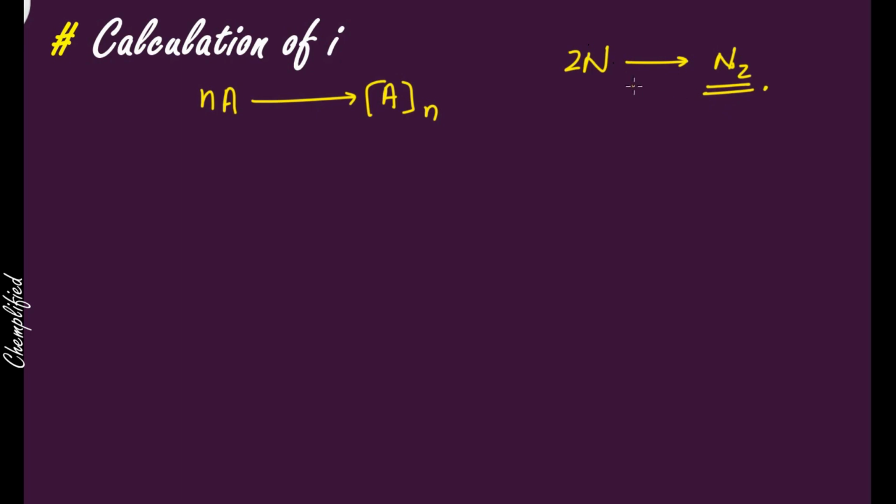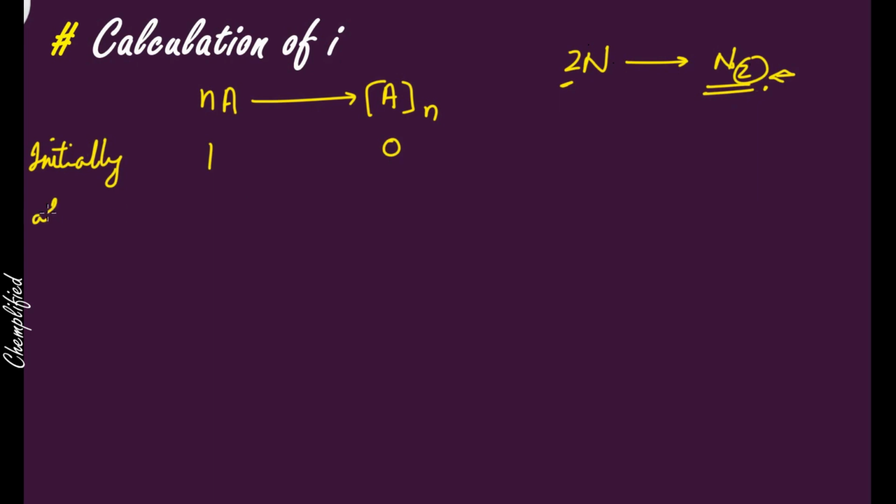Let us first consider our general equation. nA gives An. To understand this, just take this example. We have already used it in the previous part of the video. Two nitrogen atoms combine together to give a nitrogen molecule, right? So in place of n we have written 2, right? So you can just relate it with the equation. Now comes initially, how many moles are there? 1, and for the product 0.